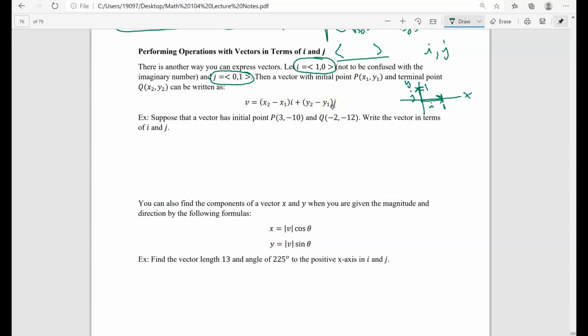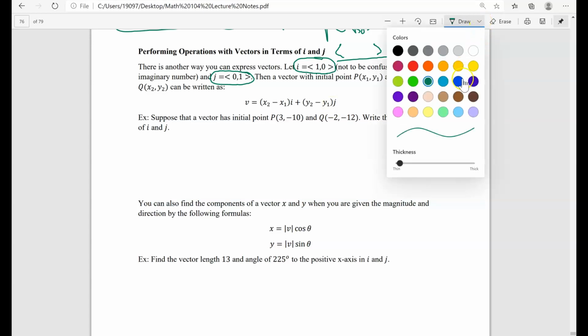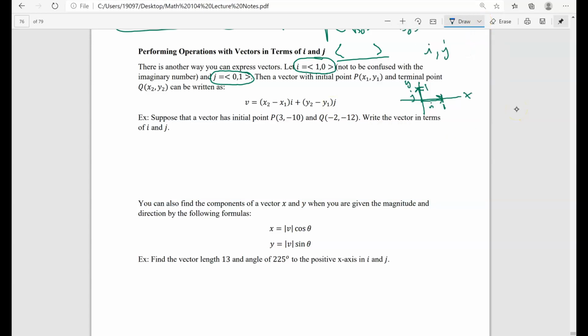Okay? So let's do this example. So suppose that you have these two different points. Write them in terms of i and j. So first, let's try to figure out what this should be. So we're going to subtract the x values. Okay, so it's going to be -2 minus 3, and you're going to write i. And then you're going to take this -12 minus -10, and we're going to write j.